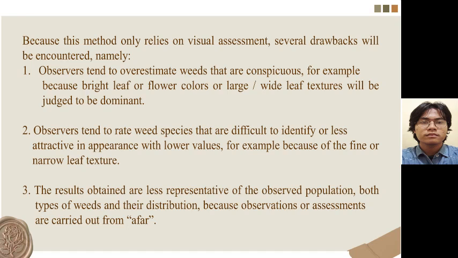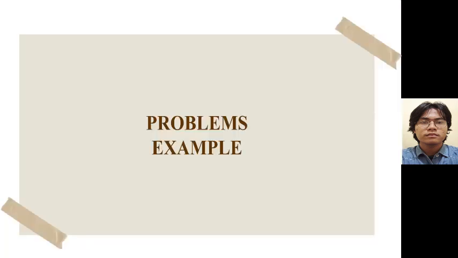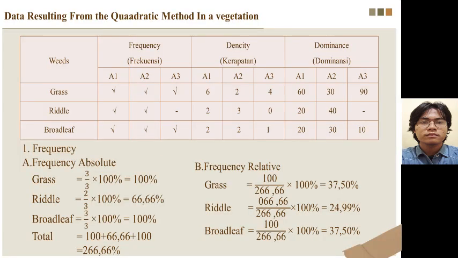For example, because of the fine or narrow leaf texture. 3. The results obtained are less representative of the observer's population, but the type of distribution, because observation or assessment is carried out from afar. Problems example. There is data resulting from the quadratic method in a vegetation.